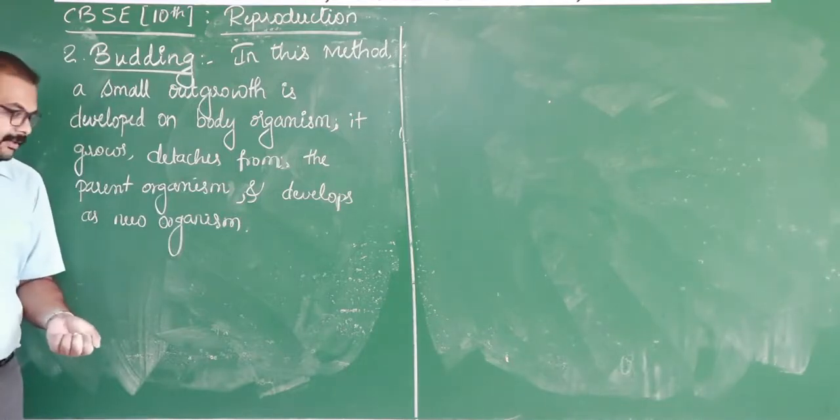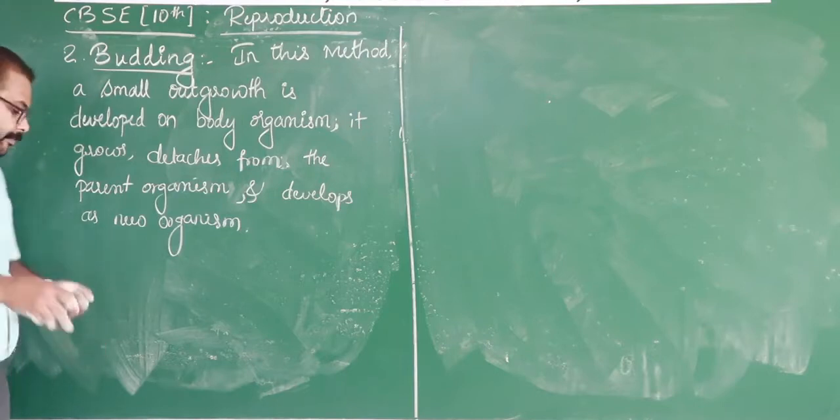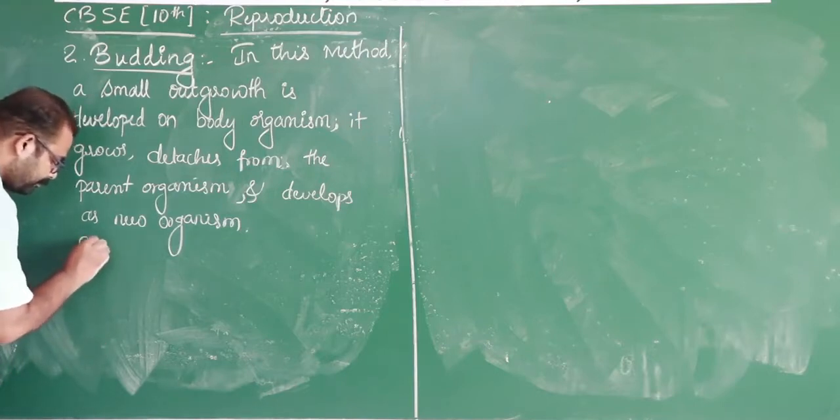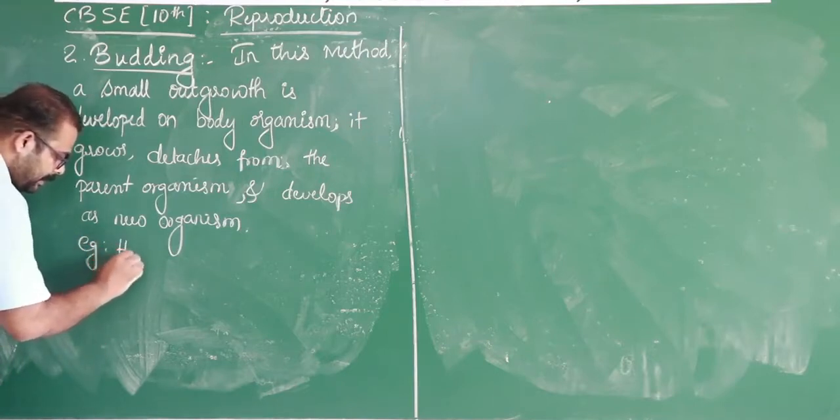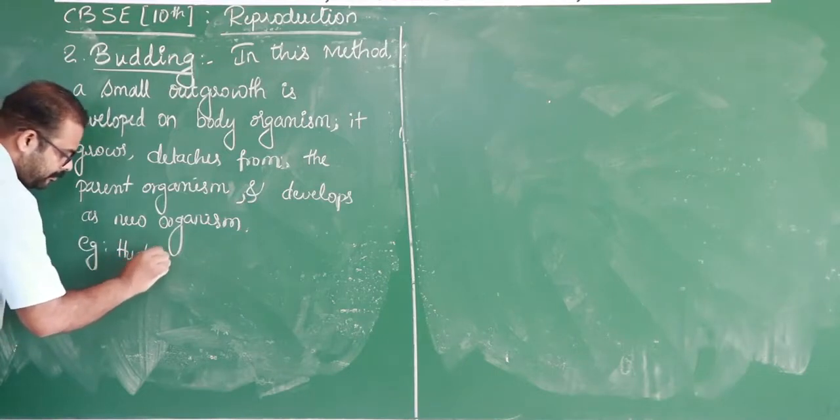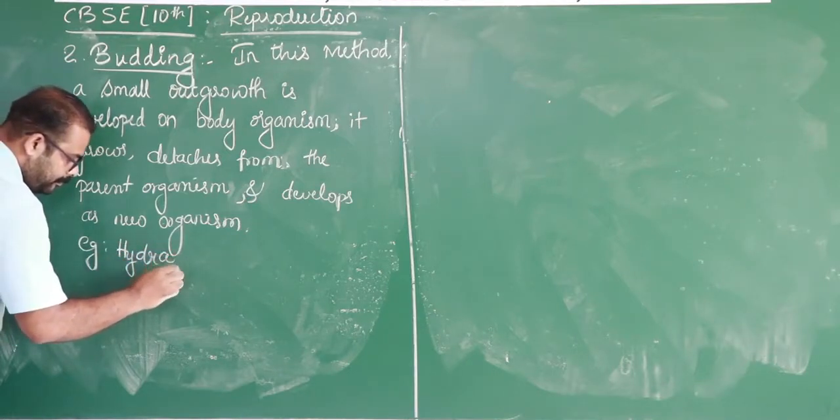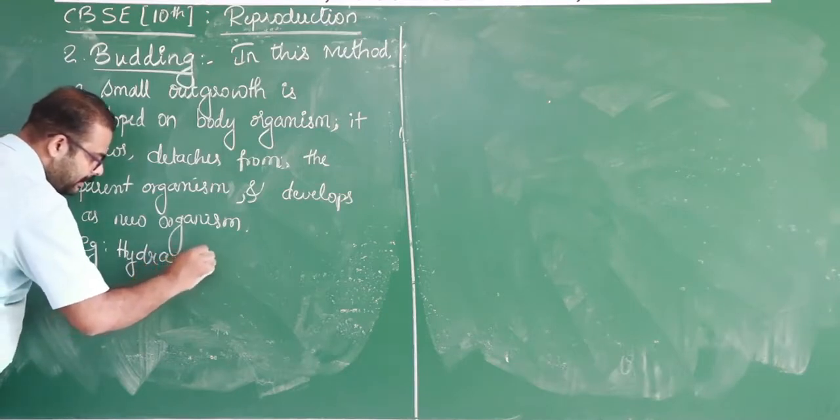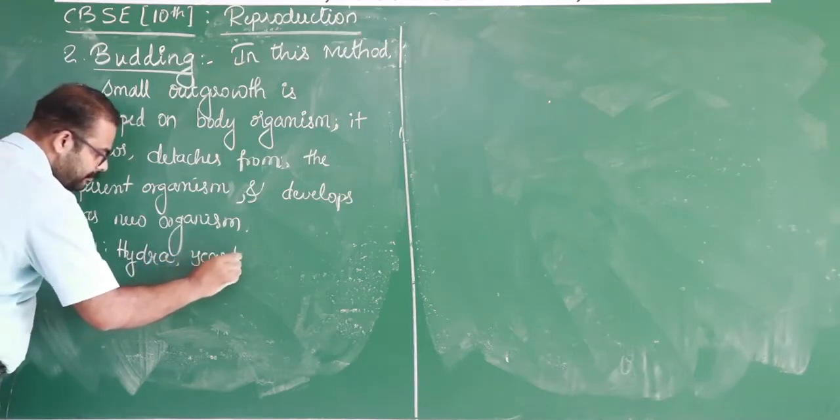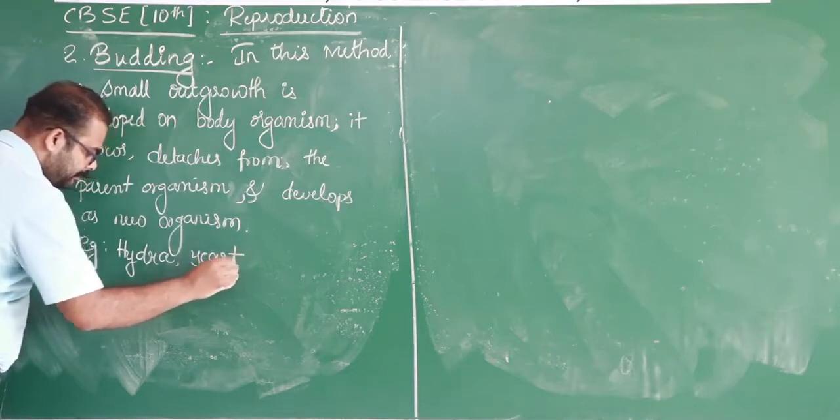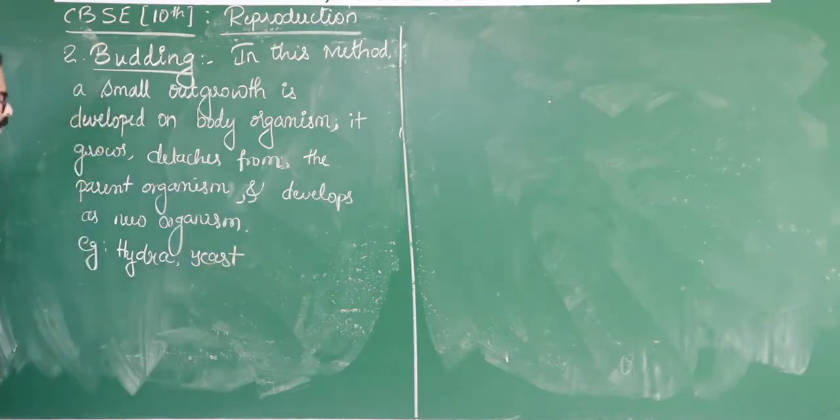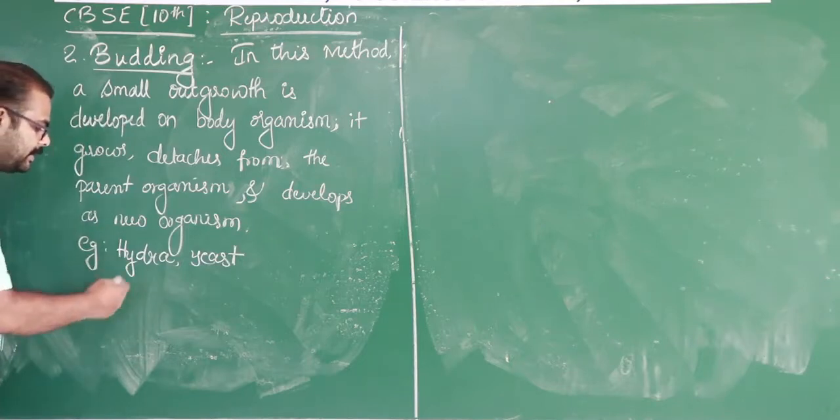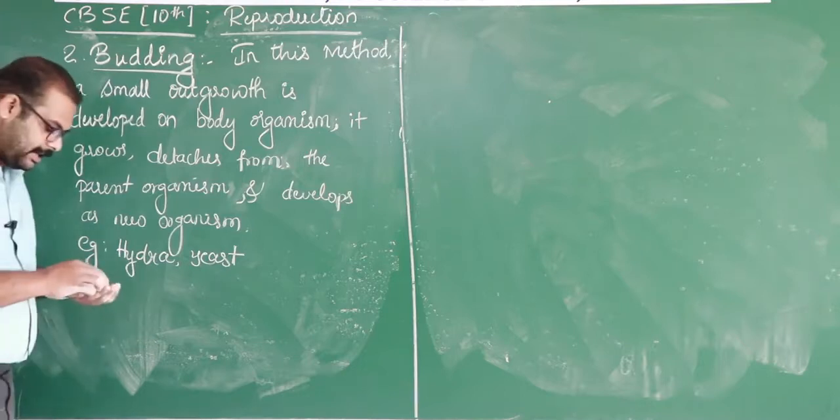See examples: Hydra and yeast. They show budding, that is a method of asexual reproduction. Let's see the first one, budding in Hydra.